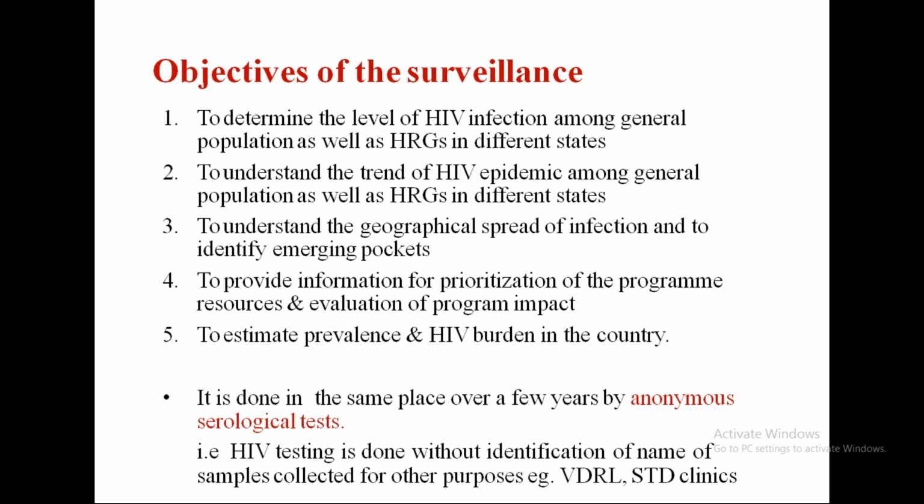To estimate prevalence and HIV burden in the country, it is done in the same place over a few years by anonymous serological testing. HIV testing is done without identification of the name of samples collected for other purposes, for example VDRL, STD clinics. Those people who come for VDRL, that is for any problem, any sexually transmitted diseases, infections, STDs or reproductive tract infections, among them we are going to do the HIV testing, and for the STD clinics also.